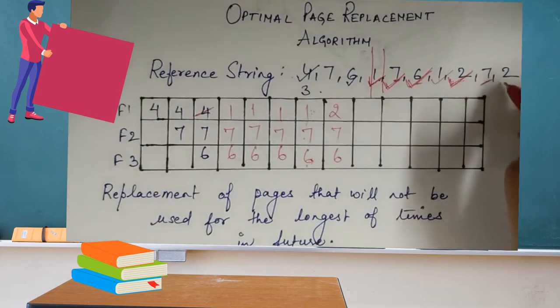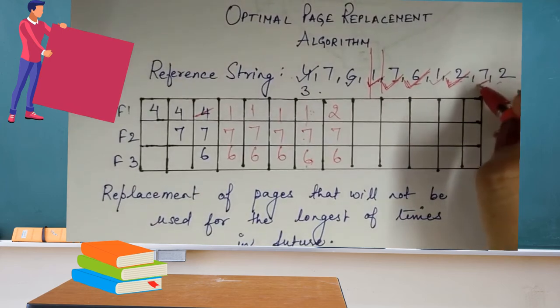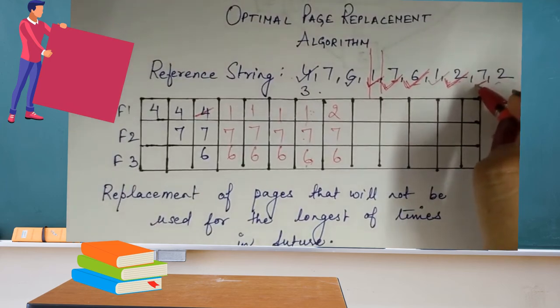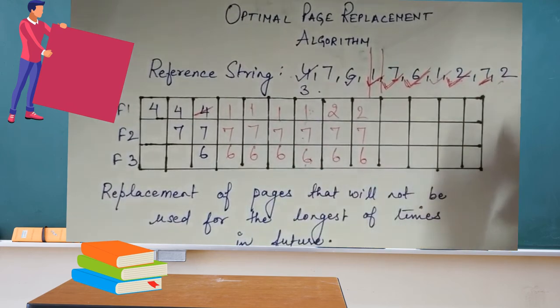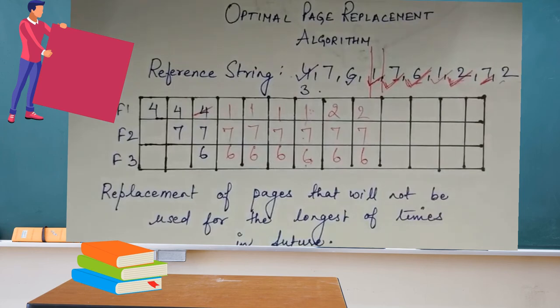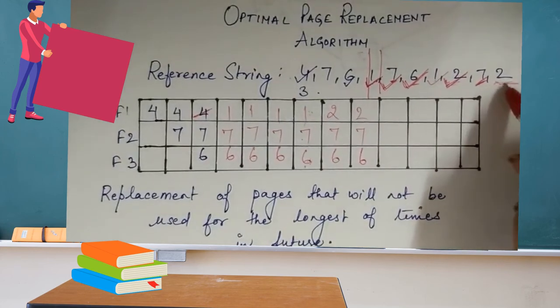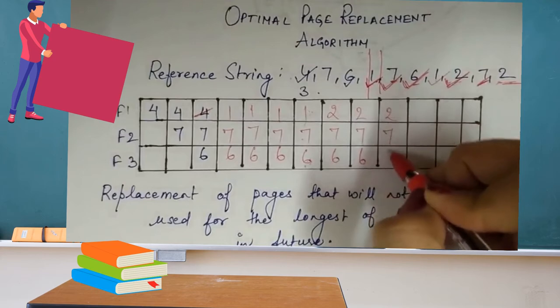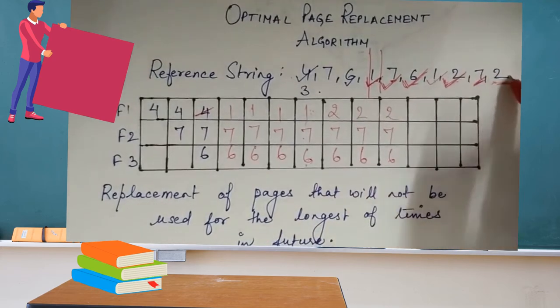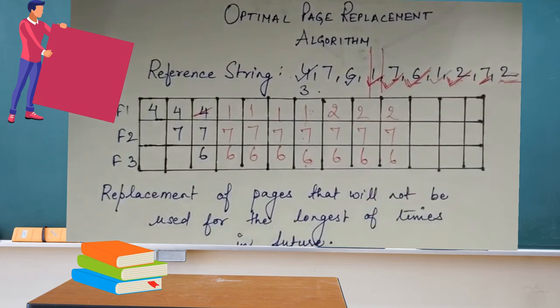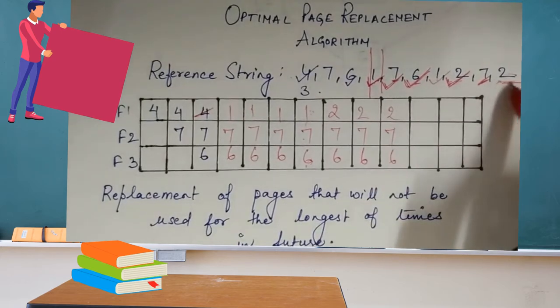Then let's come to 7. We see that 7 is already present, so no replacement is made. Then we come to 2. Again we see that there is no replacement being made, and we do not have any page after this 2.